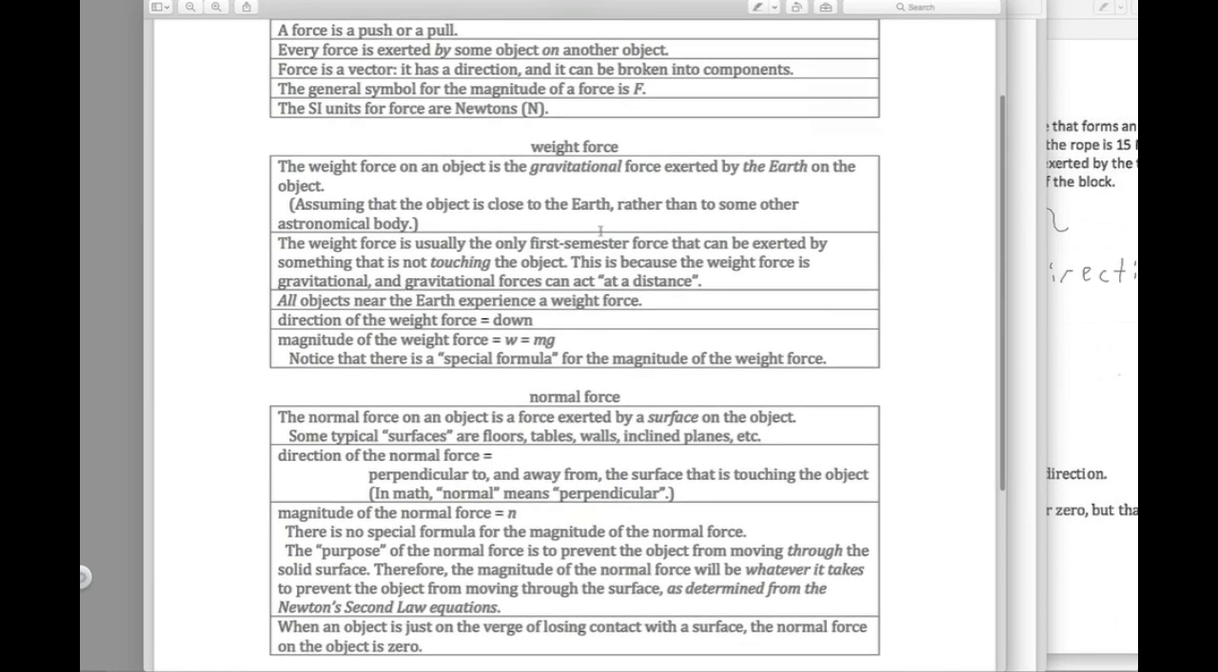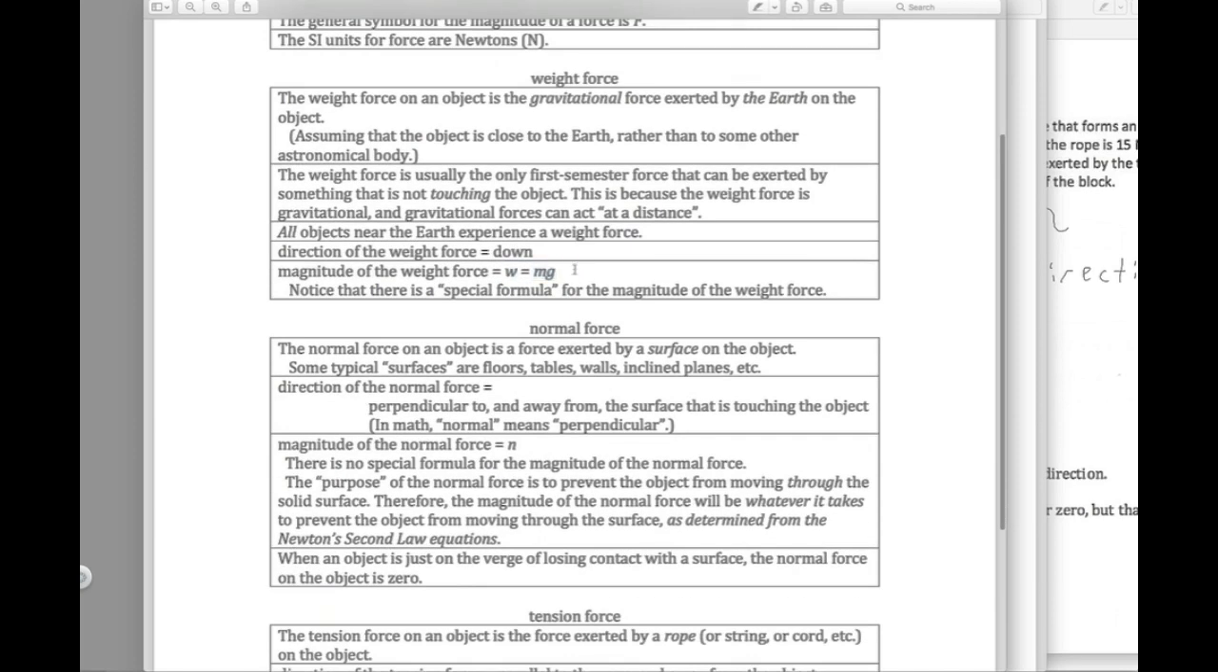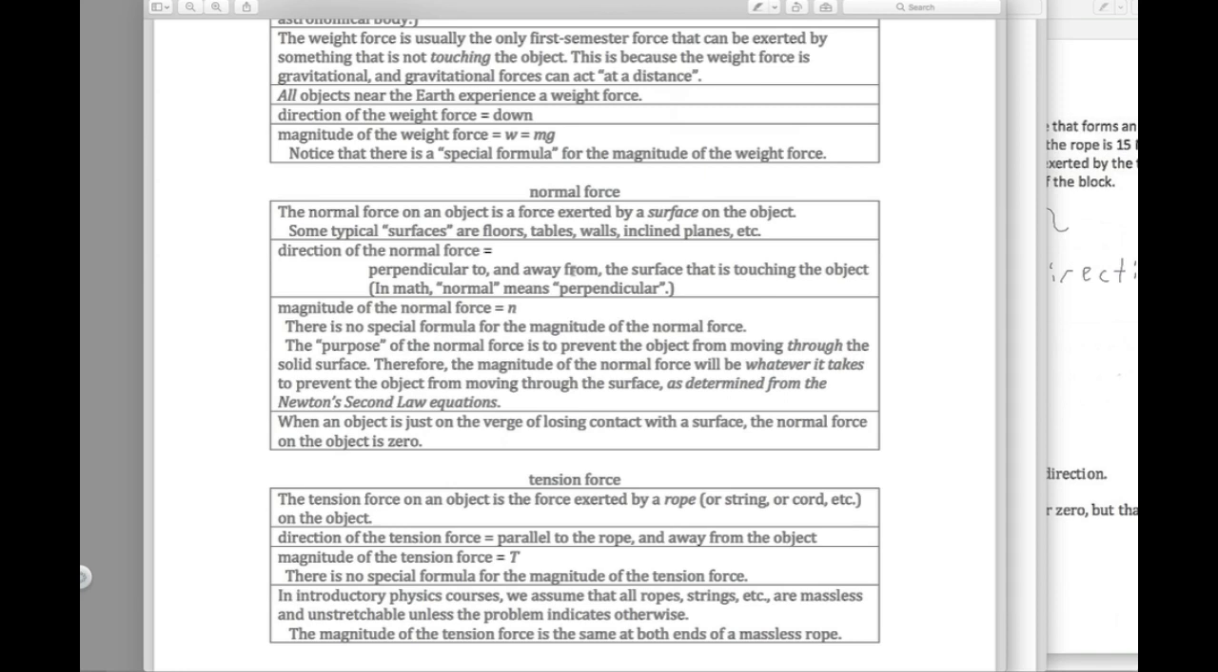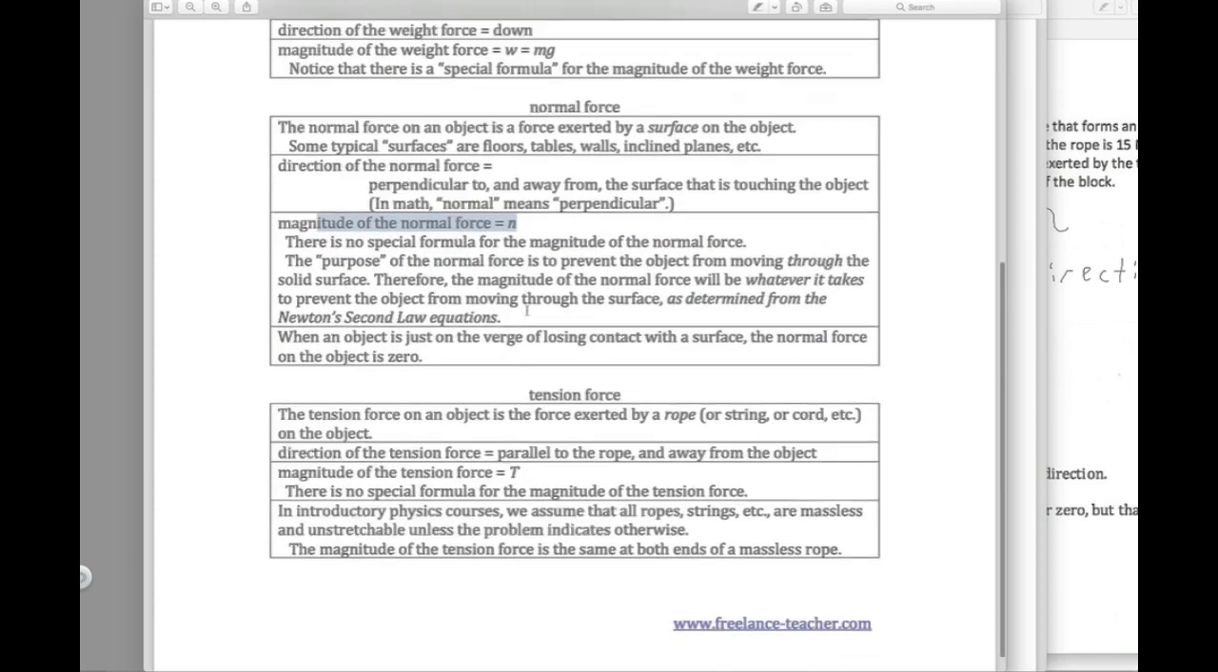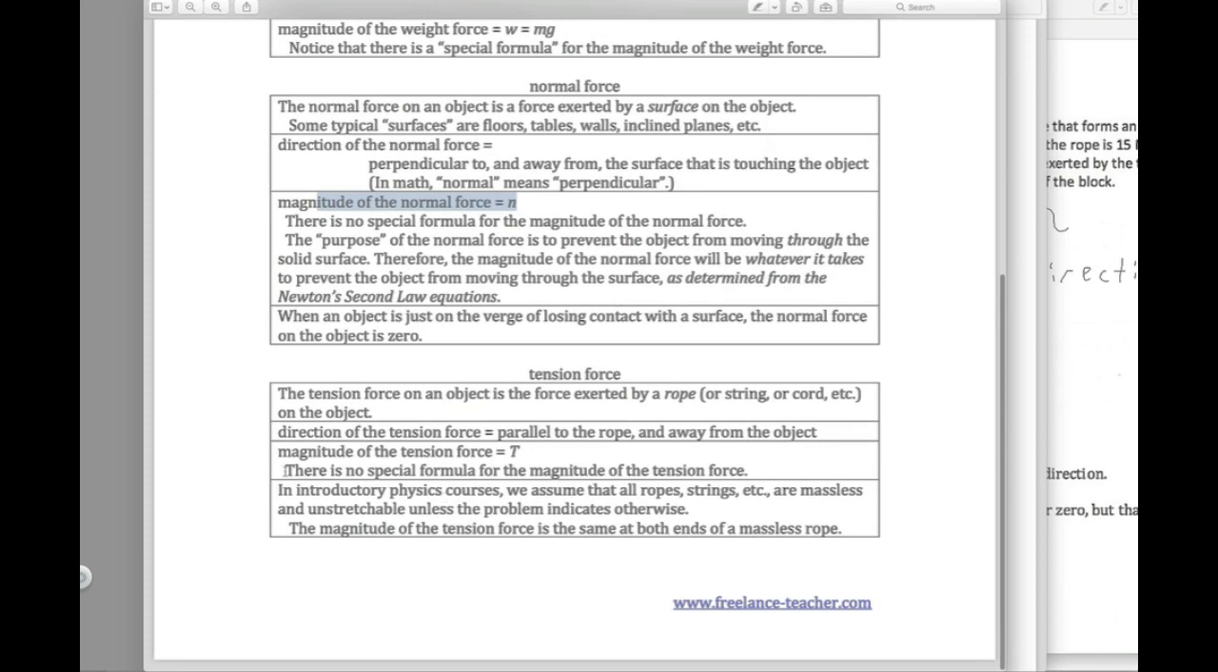So here's some ideas to memorize. You need to memorize that there is a special formula for the magnitude of the weight force, W. Memorize the formula, or at least have it on your cheat sheet: W equals mg. You should know it exists. You should memorize that there is no special formula for the magnitude of the normal force. We just represent the magnitude of the normal force by the symbol little n. And you should memorize that there is no special formula for the magnitude of the tension force.